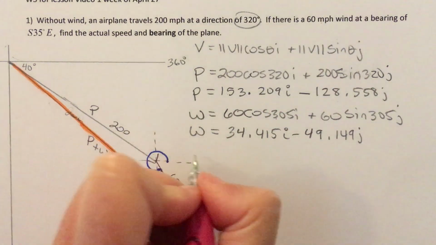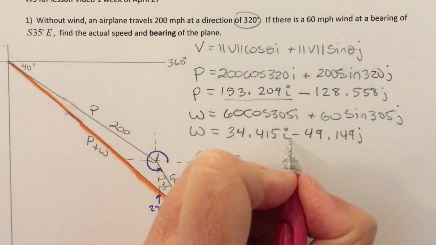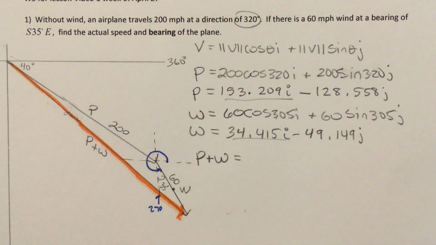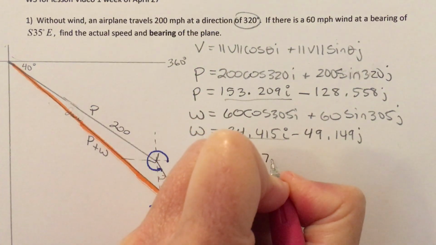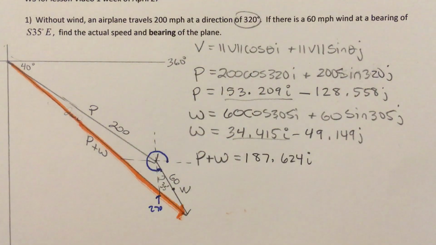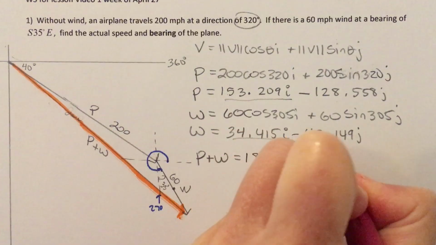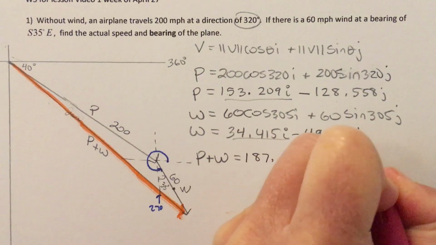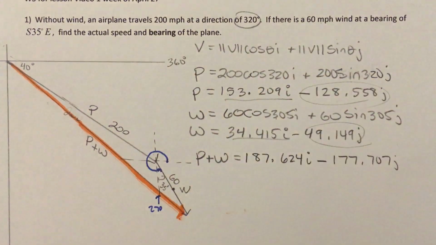Now that we have both of those, this part's pretty nice. You just simply add the i's and j's. So you add the i's to the i's. 153 plus 34, and you get 187.624. Same thing, just add your j's. They're both negative, so it's going to be a bigger negative number. It's going to be negative 177.707. I got that by adding this to this.